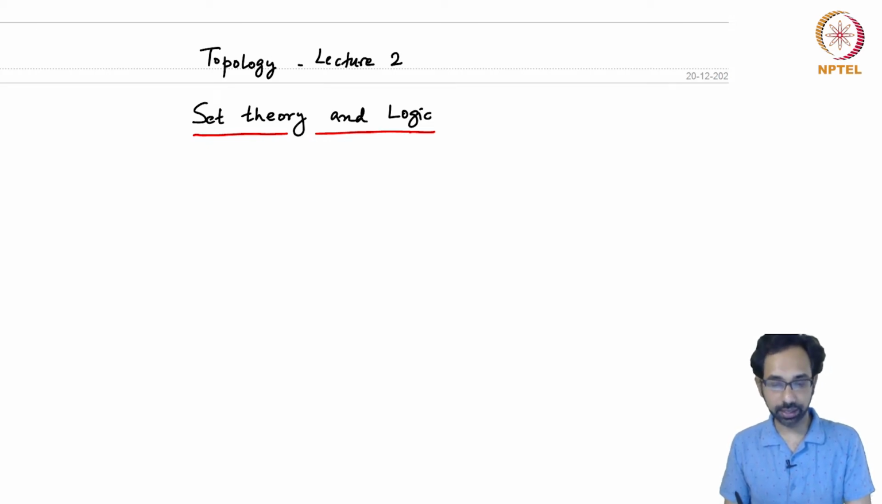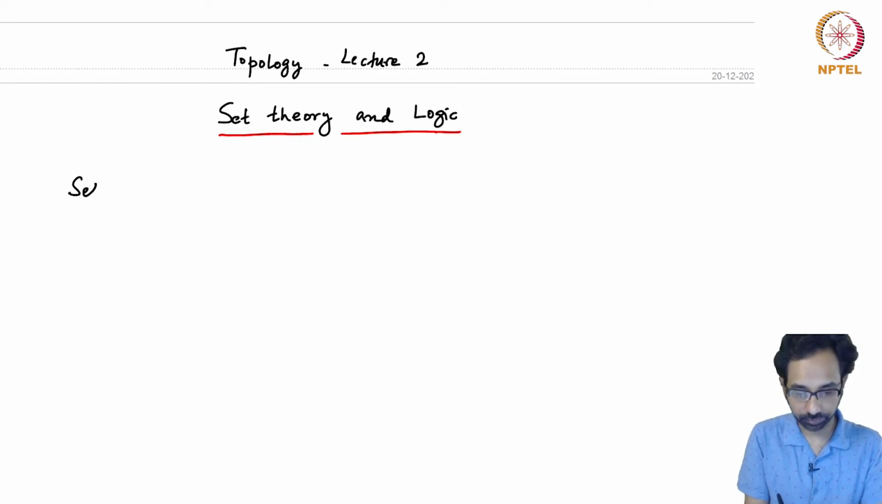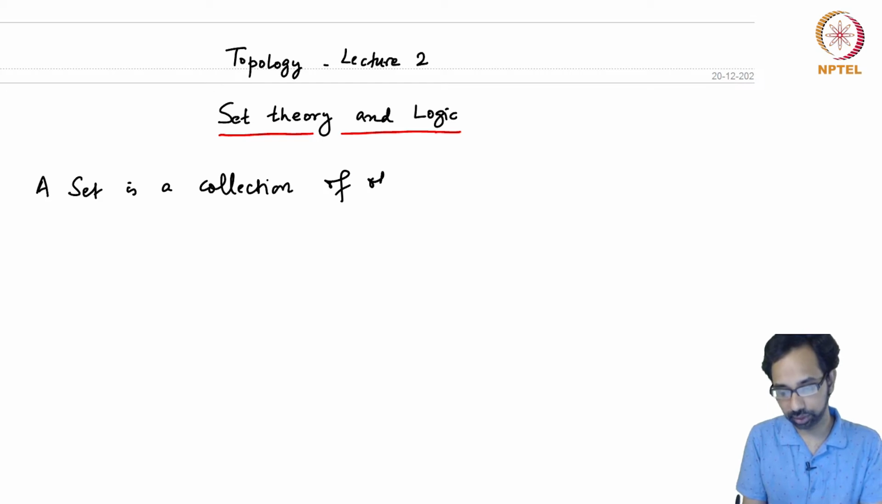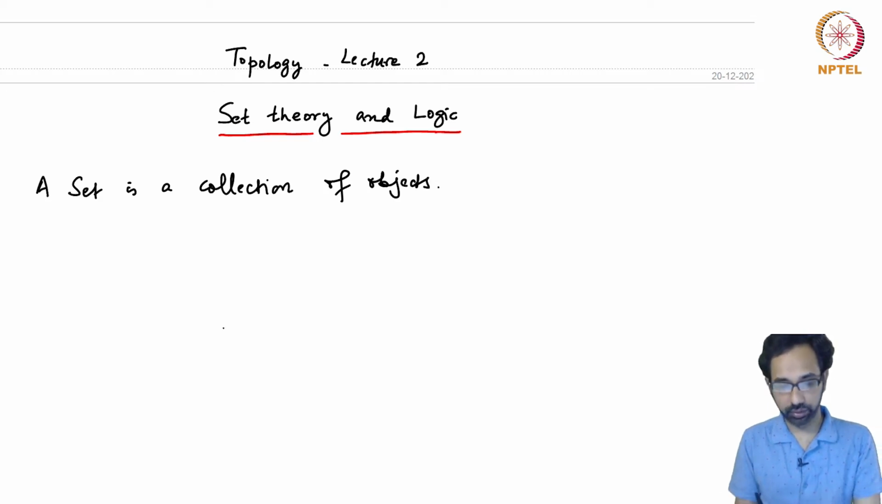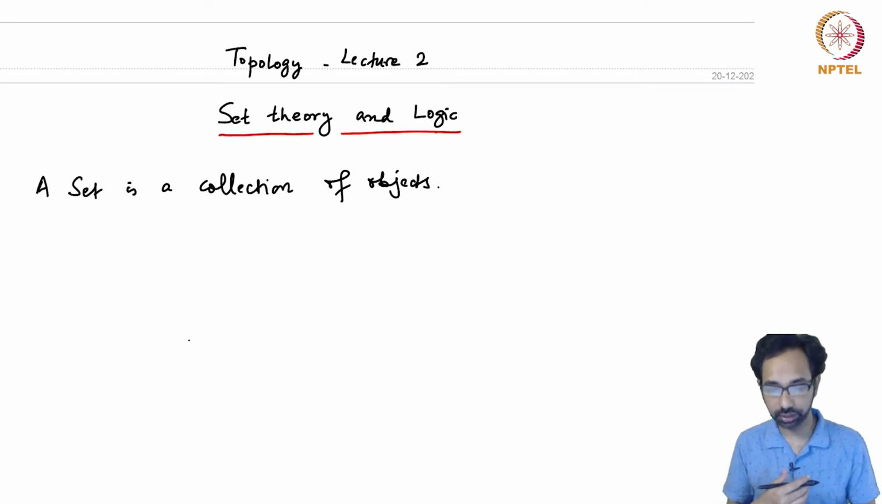So what is a set in set theory? Let's start with that. A set is a collection of objects. Of course, you must have already seen these things before, and intuitively it is clear what a set means. You gather some objects of the same kind or various kinds and put them together in one object. That object is called a set.